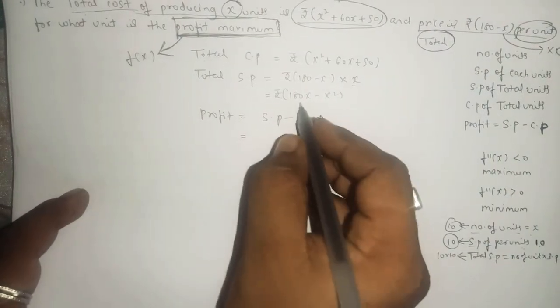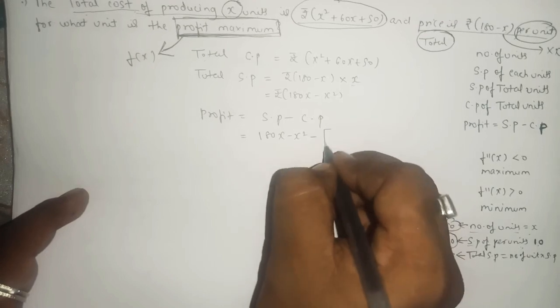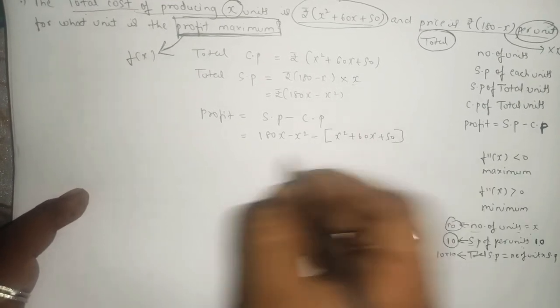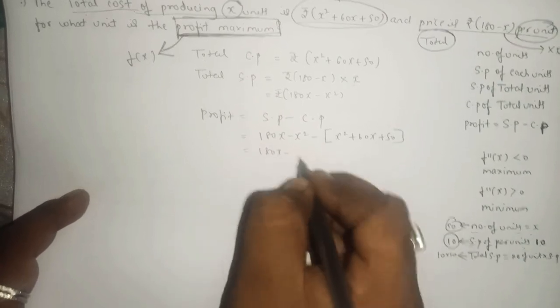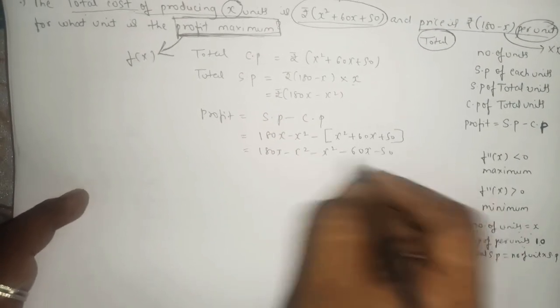Okay, so selling price is what here? 180x minus x square. What is the cost price? It is x square plus 60x plus 50. Yes or no? Bracket open, so here you will get what? Minus x square minus 60x minus 50. Yes or no?